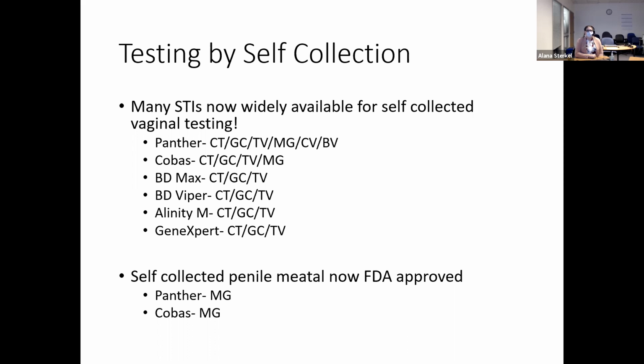Now, this is slowly starting to grow as more companies are recognizing that there's interest in this and that people want to bring on this testing. Self-collected penile meatal swabs are now FDA approved on the Panther and the Cobas for Mycoplasma genitalium. However, there are no FDA-approved oral or rectal self-collection tests yet. I've heard that some are in the works. There's certainly a lot of interest, and this is gaining momentum. But if you're able to communicate your interest to vendors as they come through and have those conversations with you, I think that helps to speed up the availability of these kinds of tests.